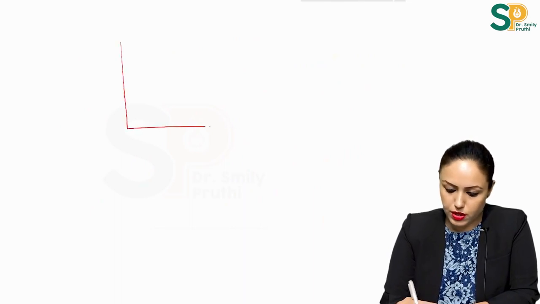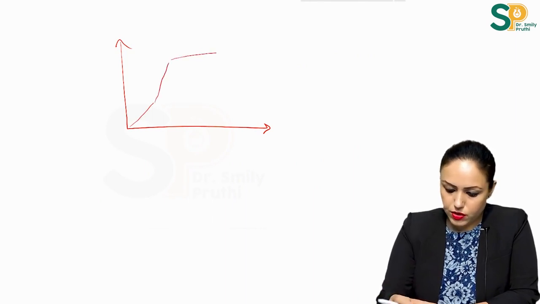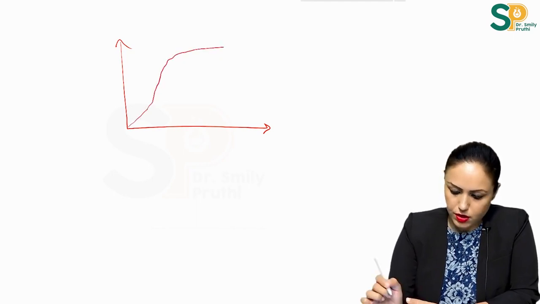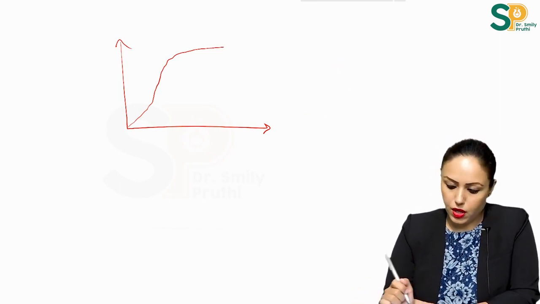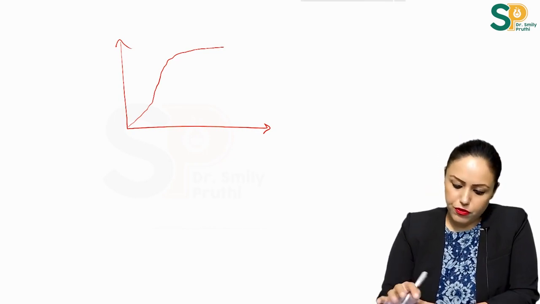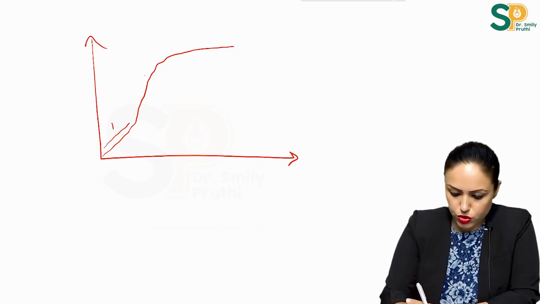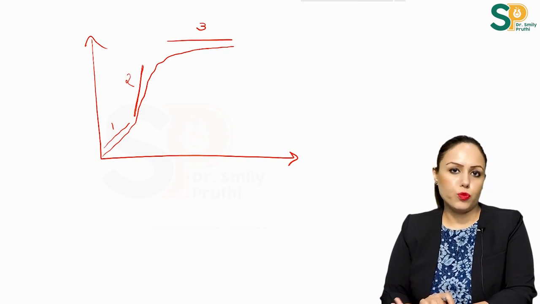Now let's see the sigmoidal graph of allosteric enzymes on this next page. The graph is like this. Can you see the S shape? I'll make it again. Something like this. Can you see the S shape, the sigmoidal graph, right? Now, let me divide this graph into 3 portions. This much is portion number 1. This almost vertically straight line is the second portion, and this horizontally straight line is the third portion.